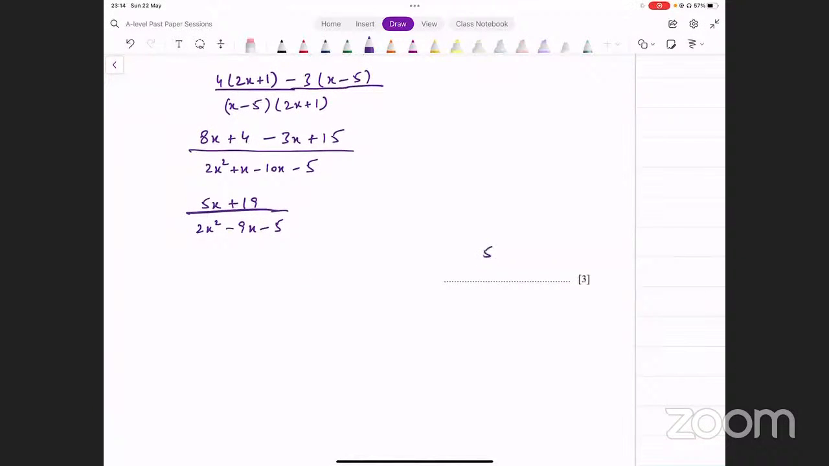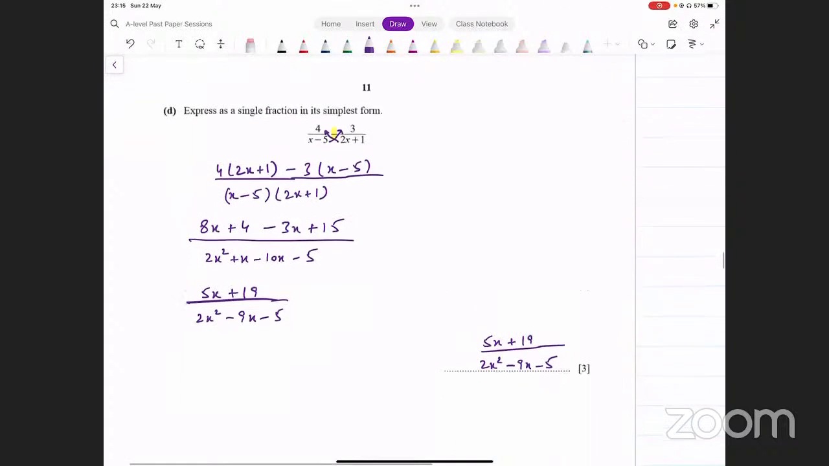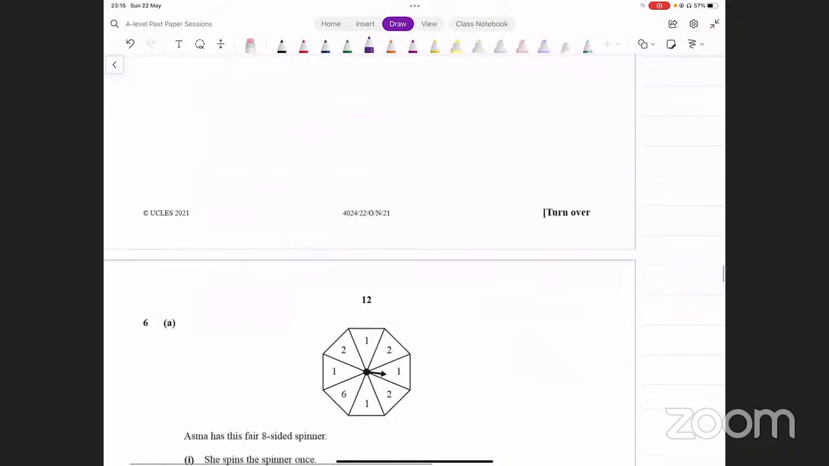या आप यहाँ पे जाके लिख देंगे 5x plus 19 divided by 2x square minus 9x minus 5. That's what we get. Okay. So that again, that's 3 marks. Let's move on to the next question.